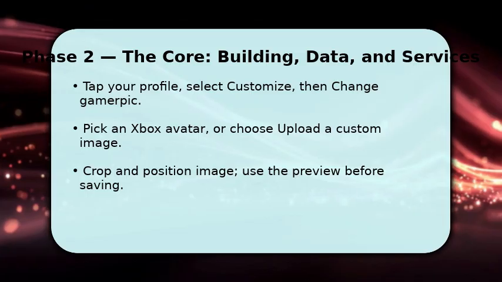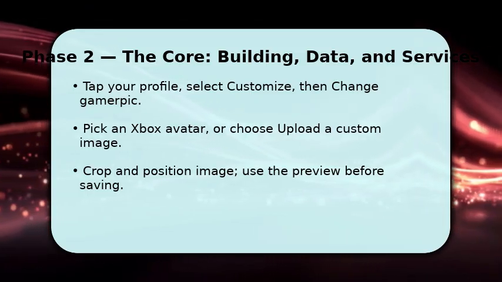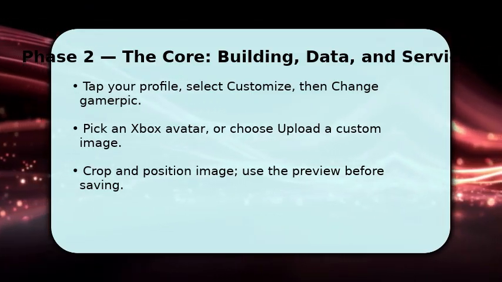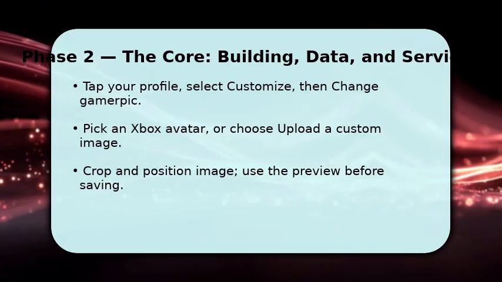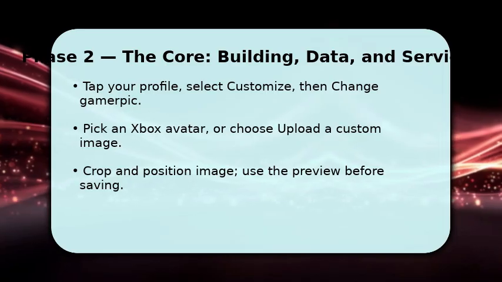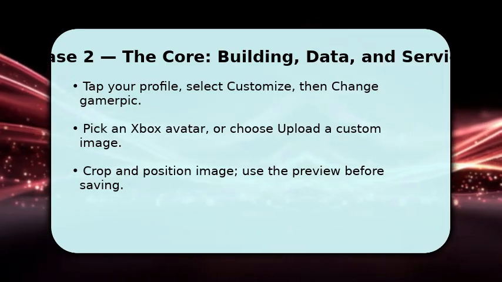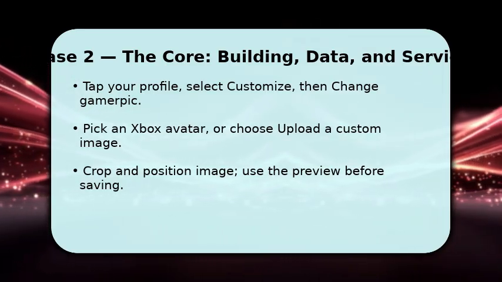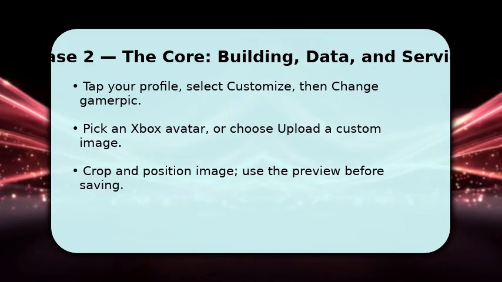When you choose Upload, the app opens your device gallery. Select the prepared image and then crop and position it to fit the circle frame. Make sure the focal area is centered. Small faces or text can be clipped. After adjusting, hit Save so the app applies the new Gamerpic to your profile immediately.